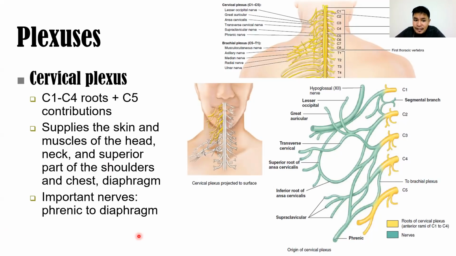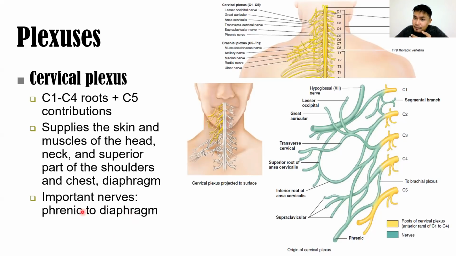Important nerve I want you to remember is your phrenic nerve that innervates your diaphragm. The diaphragm is the primary muscle that is really important for breathing, inspiration. Your diaphragm contracts when you inhale. It is located inferior to your ribs, inferior to the bases of your lungs. When your diaphragm contracts, bumababa siya, so your lungs would be able to expand.